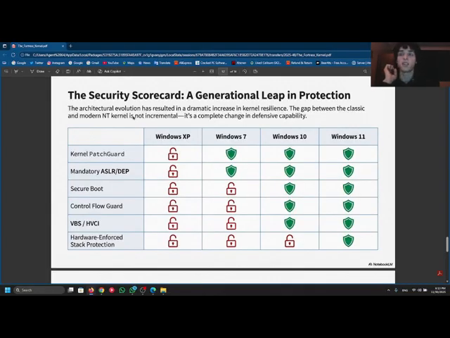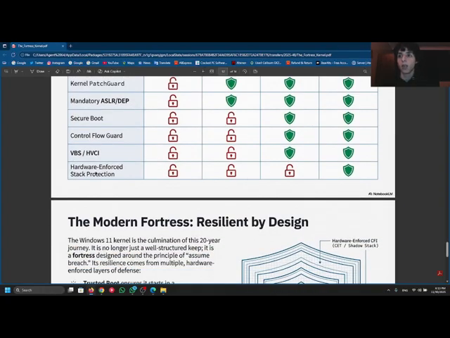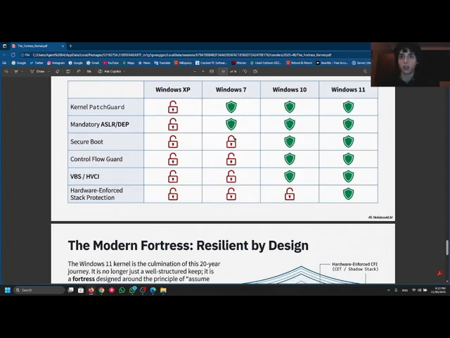Now here we can see the security updates and features in the NT kernel and when they were released. Now we have PatchGuard, which was introduced with 7 and was allowed in 10 and 11, so it goes with all of these. Mandatory ASLR and DEP were introduced with 7. Secure boot, control flow guard, and VBS HVCI were all introduced with Windows 10. And hardware enforced stack protection was introduced with Windows 11. Now, secure boot was introduced with 7, but this was more widely supported by 10.